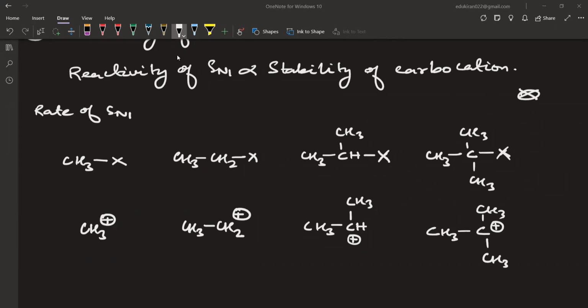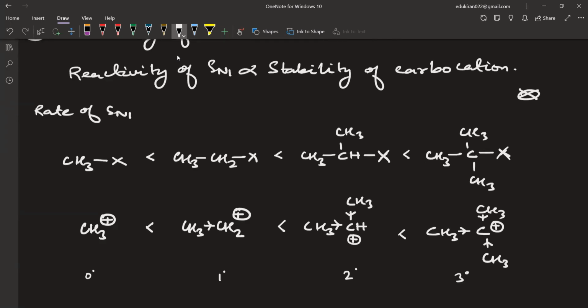Okay, so this is methyl, this is 0 degree, this is 1 degree, this is 2 degree, and this is 3 degree carbocation. I hope you remember from your 11th standard that the alkyl groups are electron releasing groups. They are electron donating groups, so they will donate electrons to this carbon and stabilize the positive charge. That is why this 3 degree will be most stable, followed by 2 degree, and then 1 degree. And the same will be the rate for SN1.